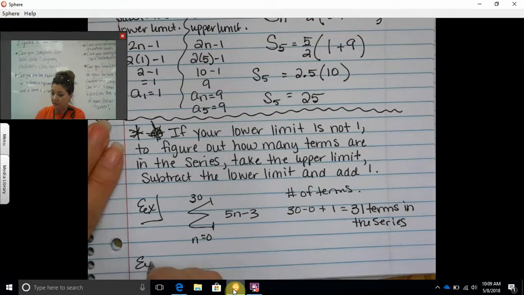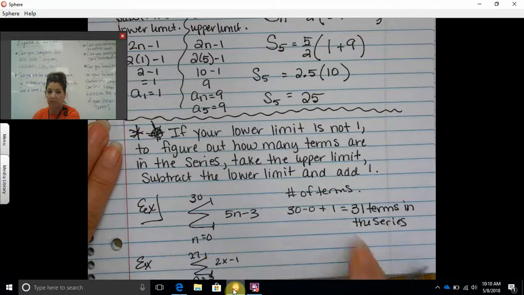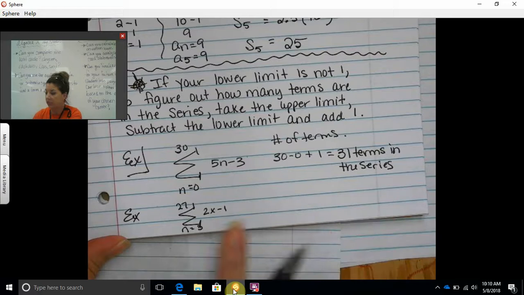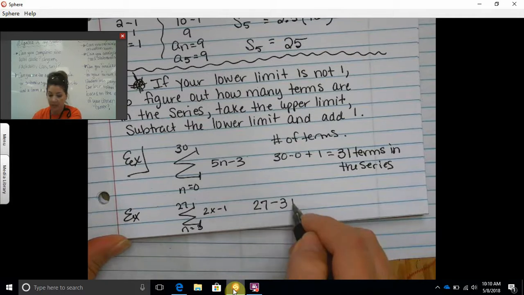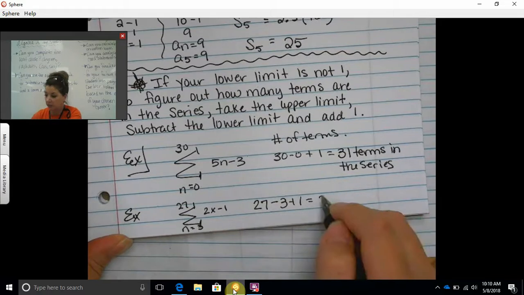Or say you had the sum of 2x minus 1 for values of n from 3 to 27. That's a 3. 3 to 27. Take the upper limit, subtract the lower limit, and add 1. So that would be how many terms? 25 terms.